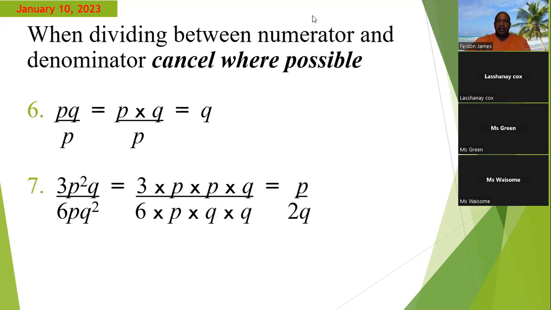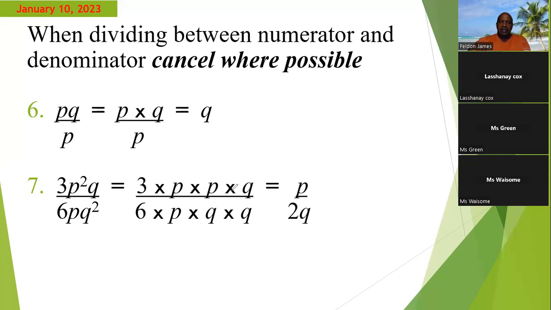The second one here, we expand by multiplying based on the powers. So 3p squared q, we would have 3. Now the power tells you how many p's, the power here is 2. It tells you how many p's you have when you're multiplying out. So you'd have p times p times q, right? Do the same thing in the denominator, expand. So you have 6p, but you have q squared. That means you multiply q times q.